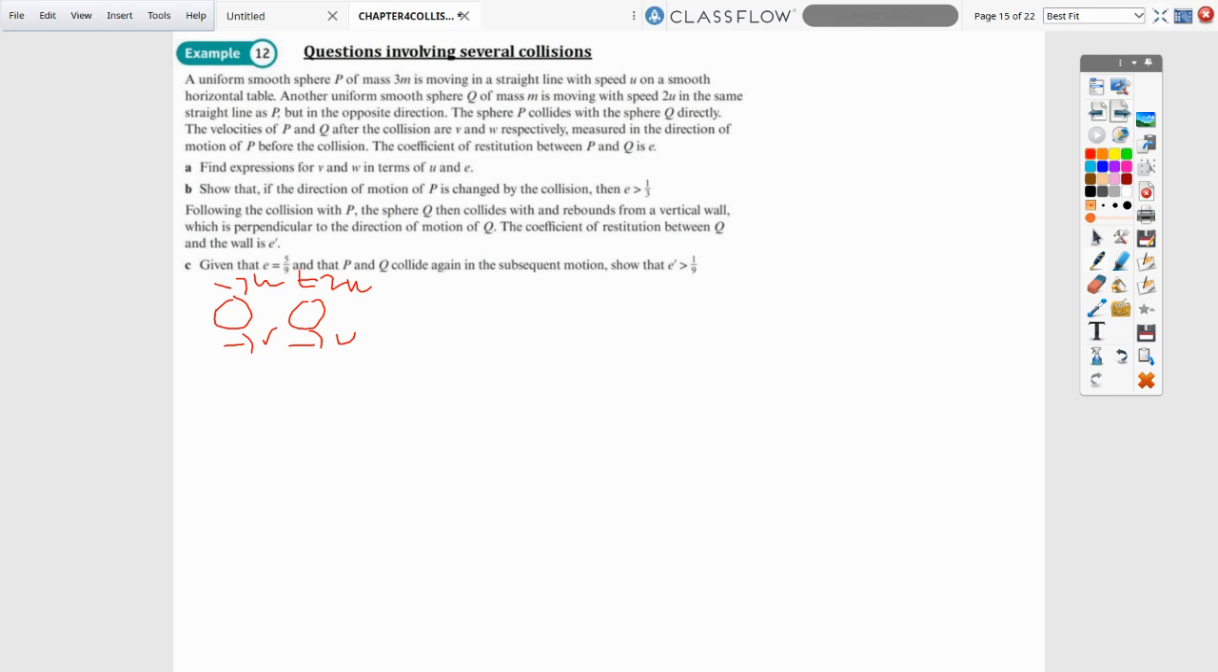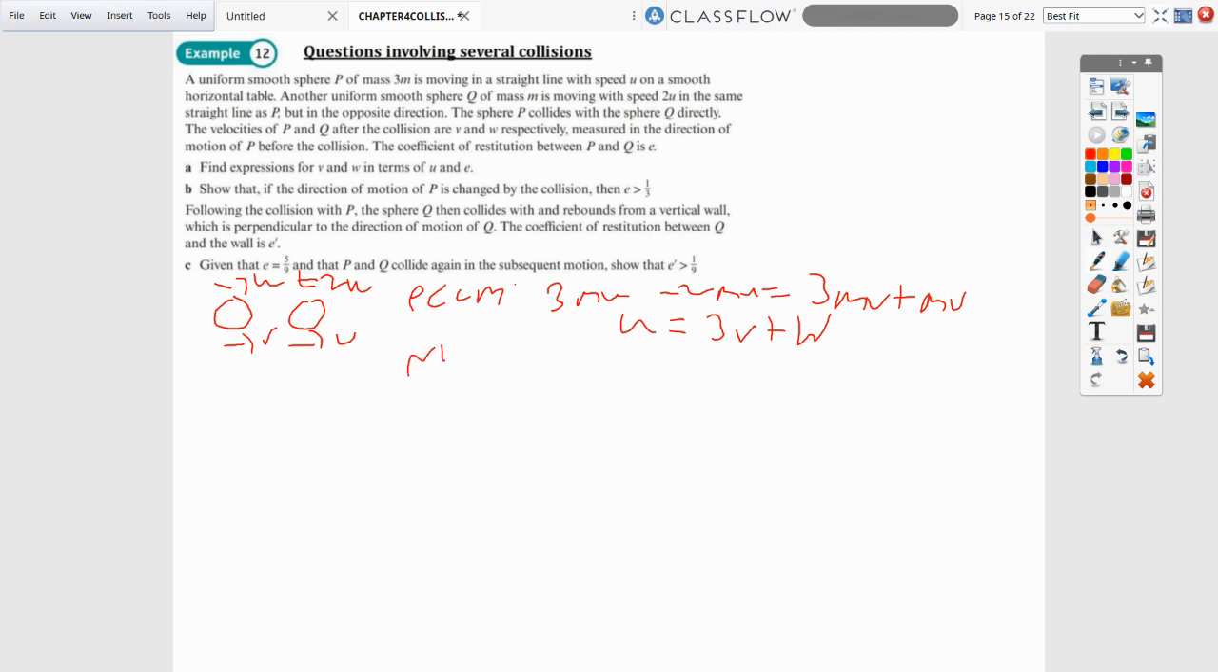So, part A, we're going to do PCLM first of all. So we're going to get 3MU going in one direction and 2MU in the opposite direction, so 3MU minus 2MU is going to be equal to 3MV plus MW. So U is 3V plus W.